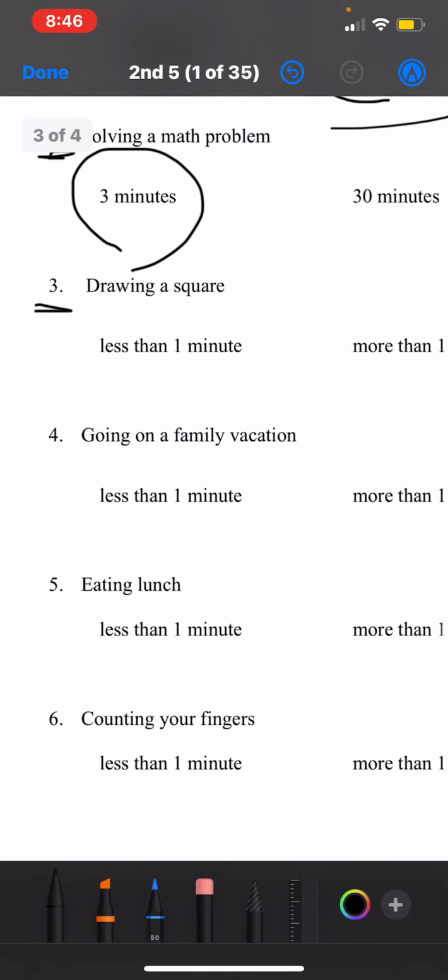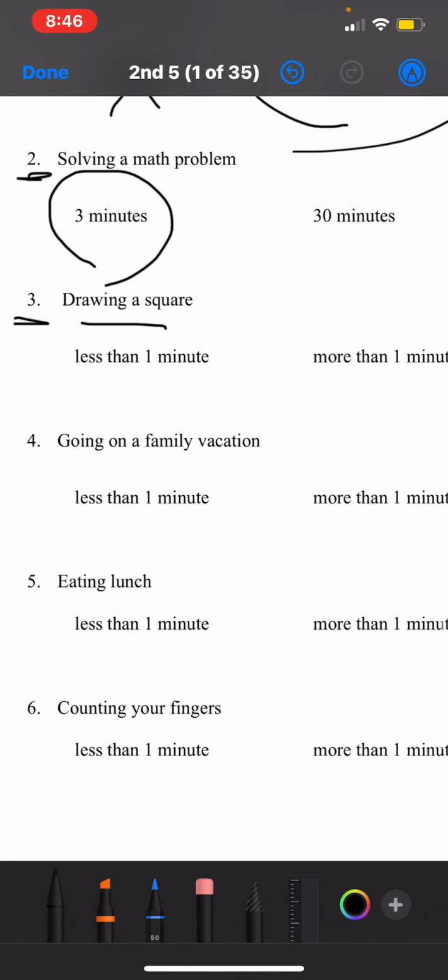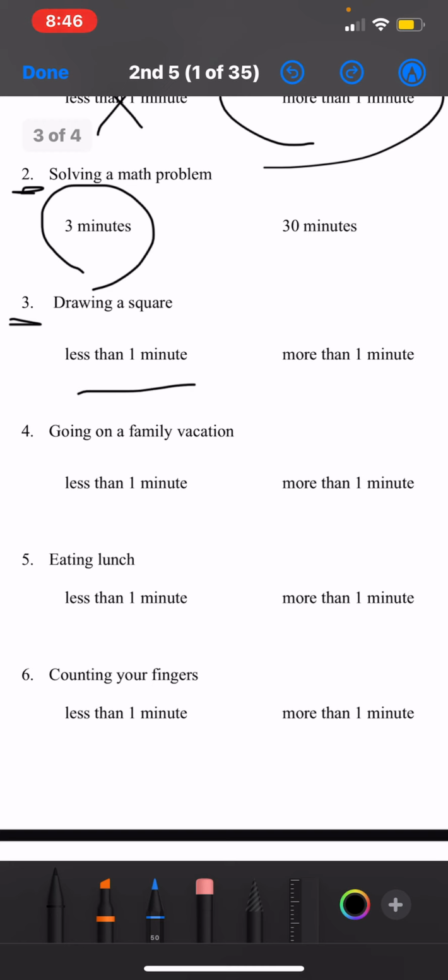Number 3 says, drawing a square takes less than 1 minute or more than 1 minute. Well, drawing a square is a piece of cake. Like, we don't need 2 minutes to draw a square. A square is super easy to draw. It's very doable. So it's logic. It makes sense that we take less than 1 minute to draw a square.